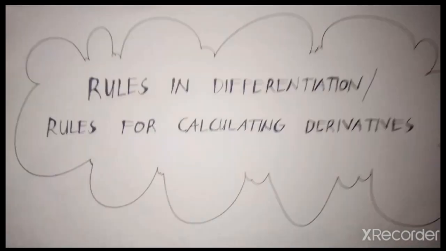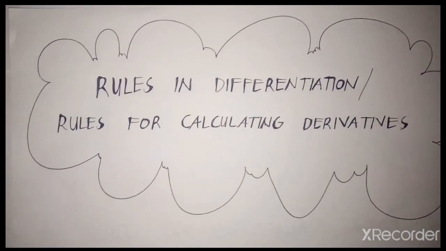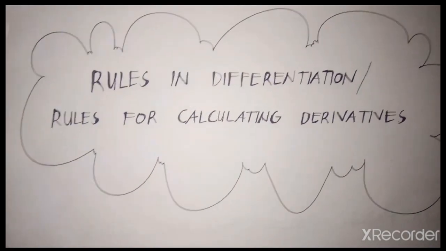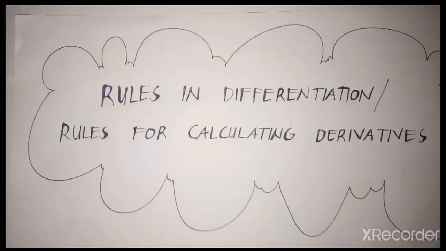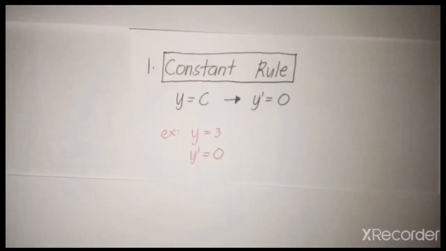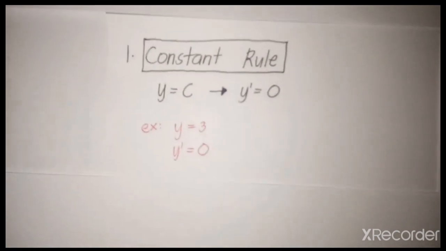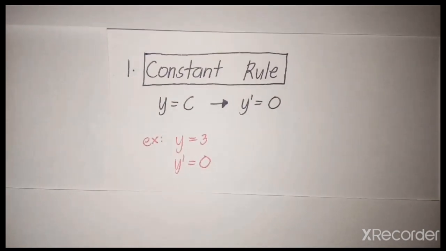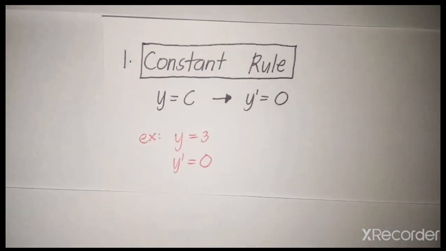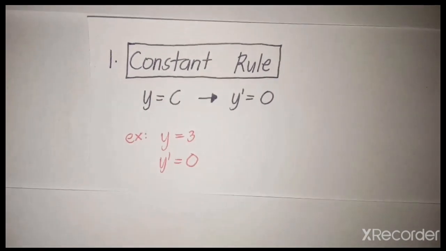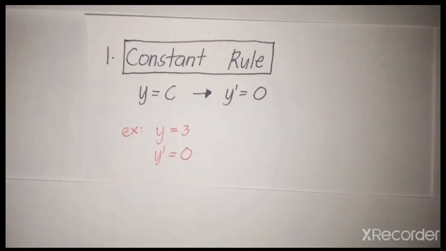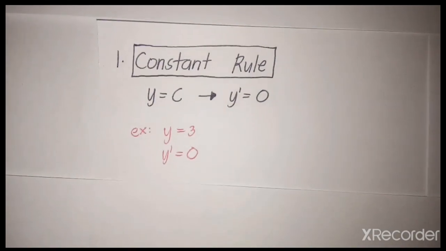Good day, everyone. Our topic for now is about rules in differentiation or rules for calculating derivatives. The first rule for calculating derivatives is the constant rule, where y is equal to c, then y prime is equal to 0. Example: y is equal to 3, y prime is equal to 0, or the derivative of 3 is 0.